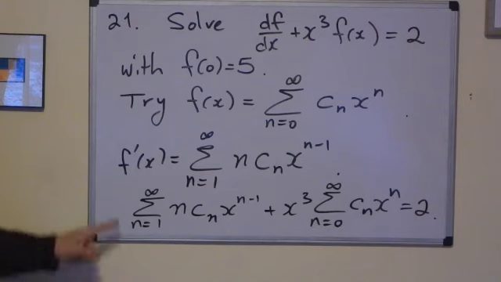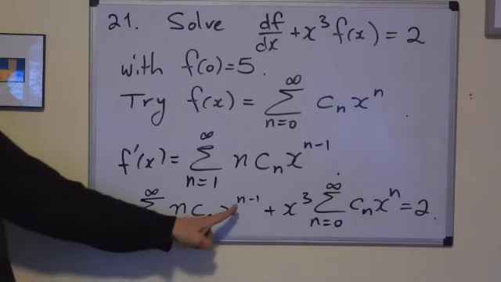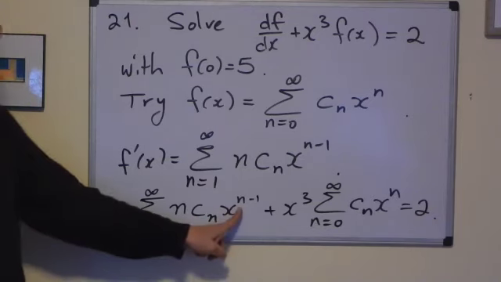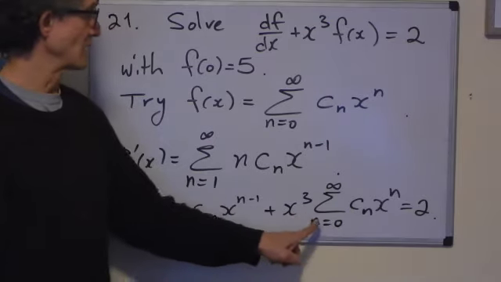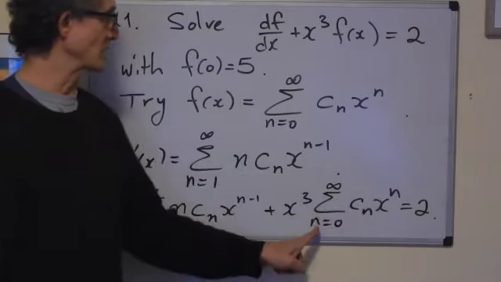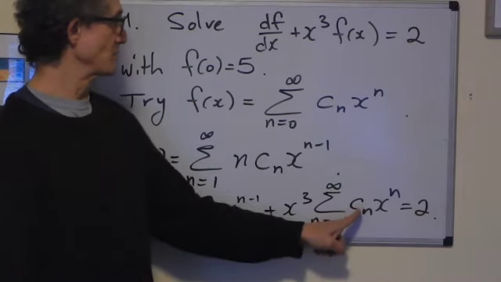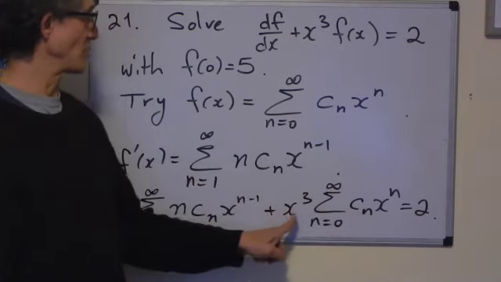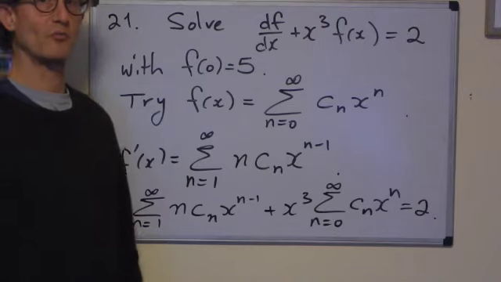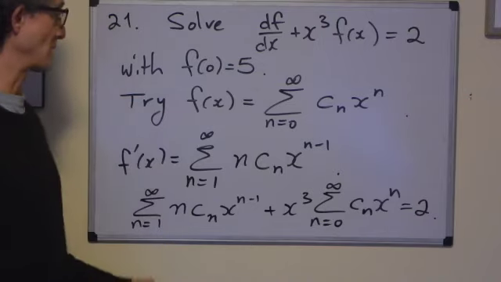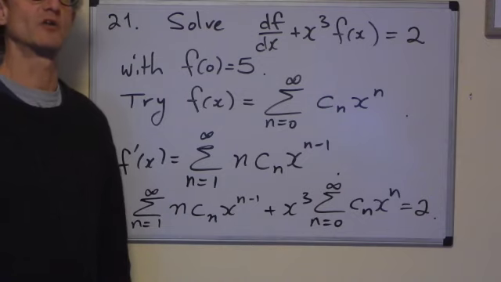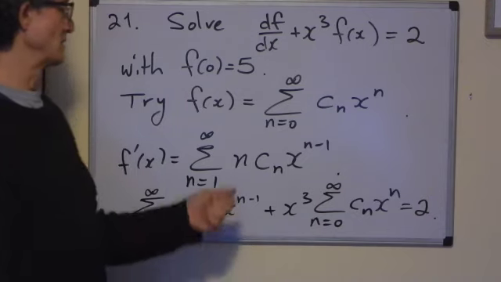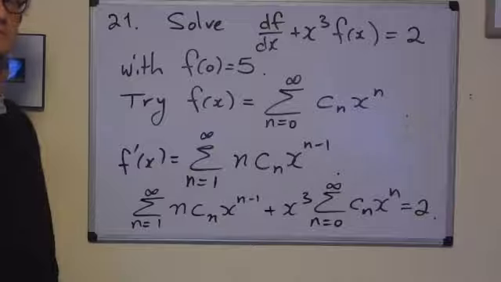Now notice this power here will actually start when n is equal to 1, the power will be 0. This power here will actually start with the power 3, because when n is 0, we are still multiplying c0 by x cubed. So let's put those together in a way that keeps the same power of x for every term, and then we can see what this actually says.